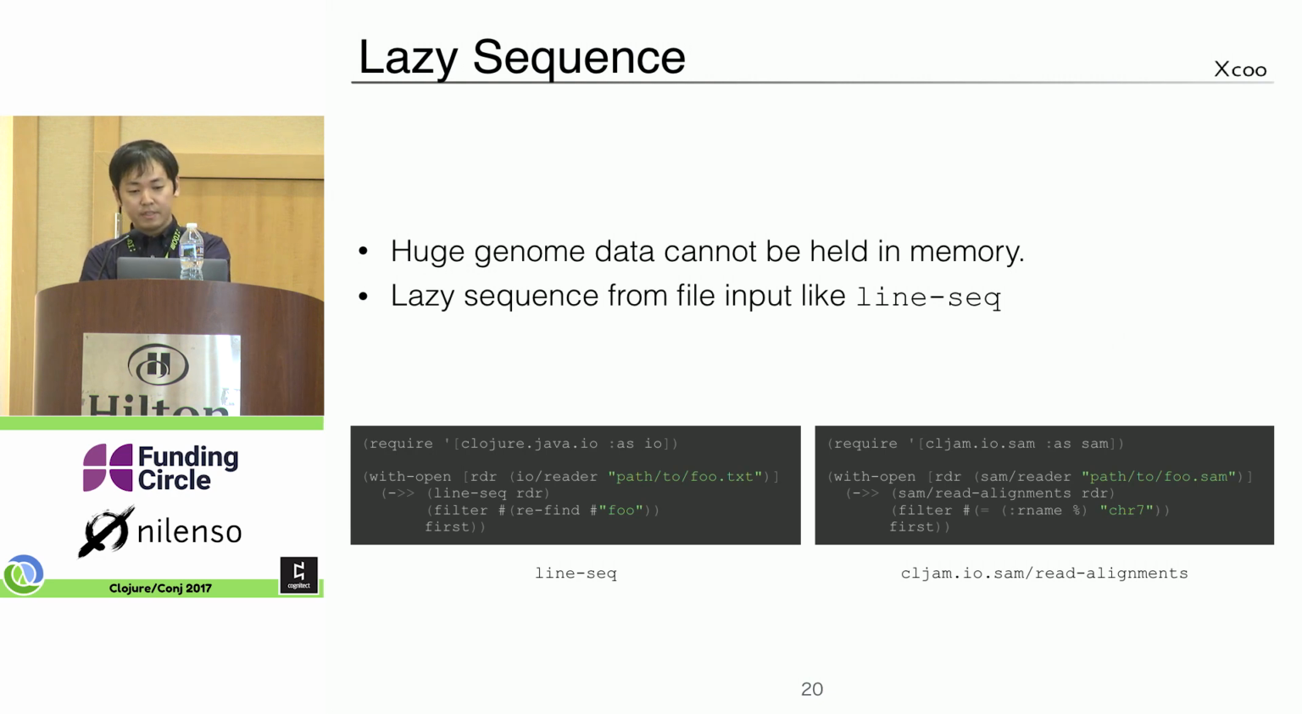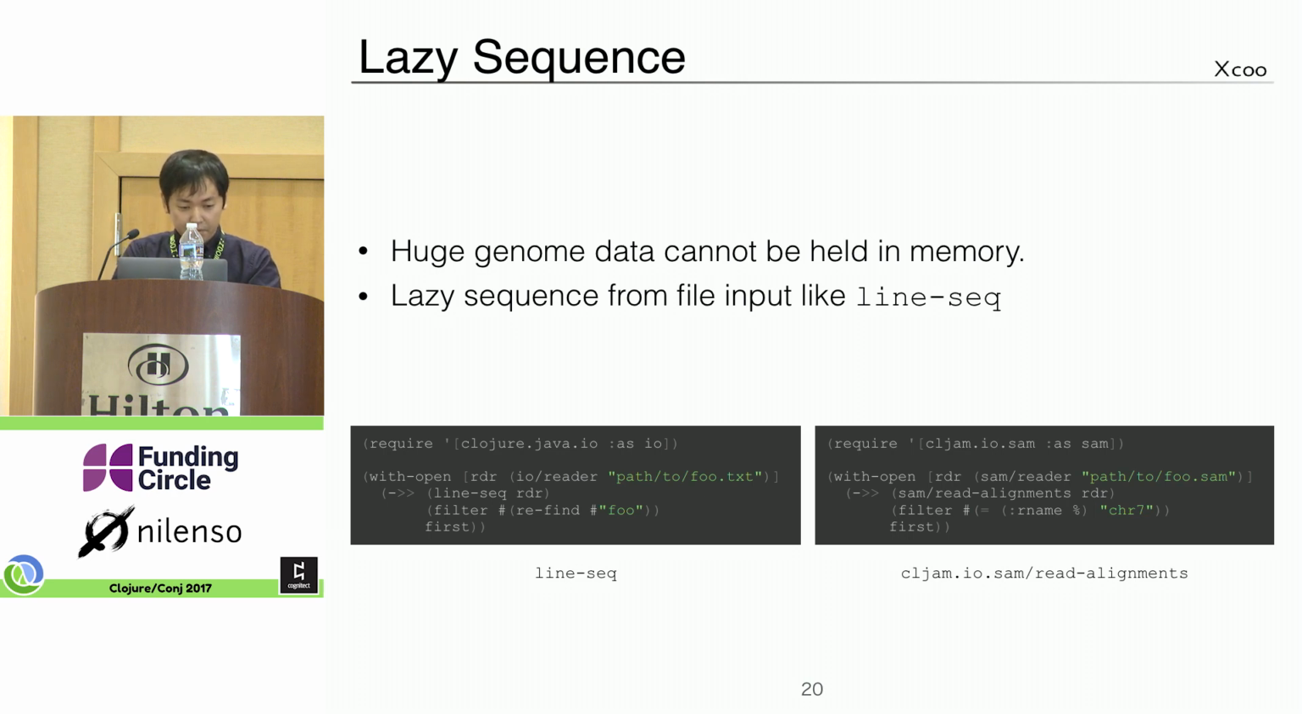Another merit is lazy sequences. Most of Clojure's sequence functions return lazy seqs. In genomic analysis, lazy sequences are very useful in terms of memory, because huge genomic data cannot be held in memory. So lazy sequences from file input, like line-seq, make sequence processing with files very simple.